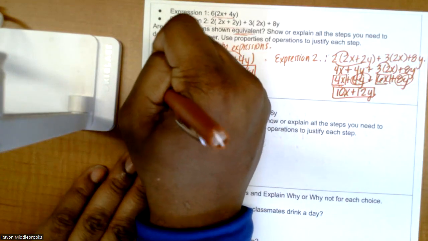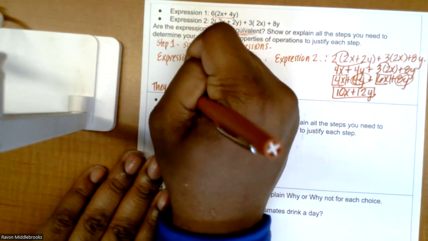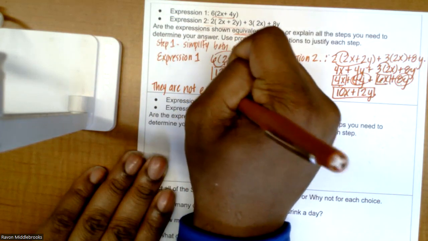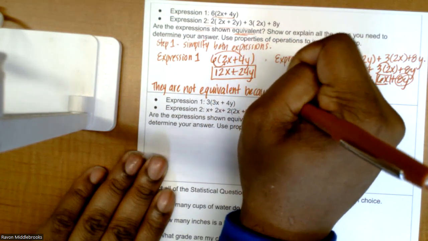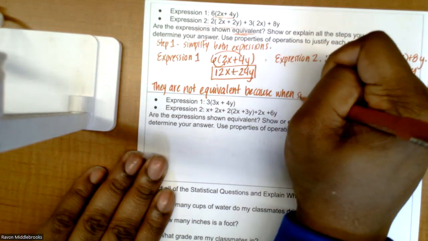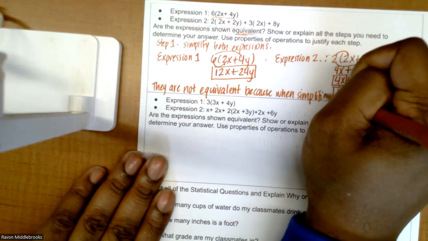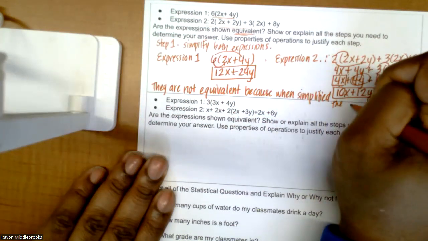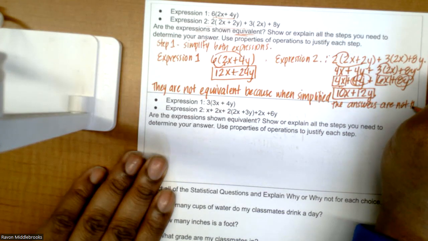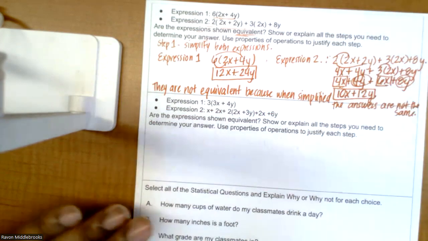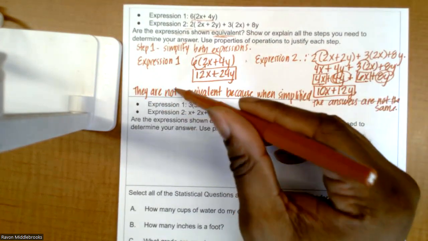My answer choices, they are not equivalent. Because when simplified, the answers are not the same. Okay? What did I do? First, I simplified. After I simplify, I check to see what my answer is, and then I explain.